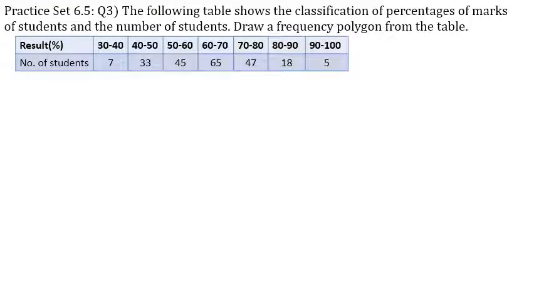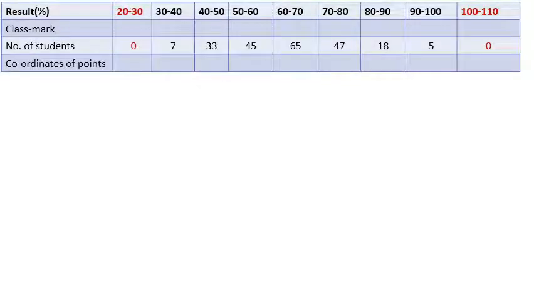The table shows the result in percentage for some students. The classes are already continuous. We draw a new table with 4 rows. The first row will represent the class intervals. We have added 2 class intervals, one at the beginning and the other at the end, keeping the class width same. The second row is for the class marks.